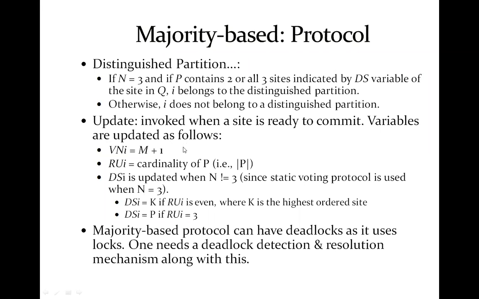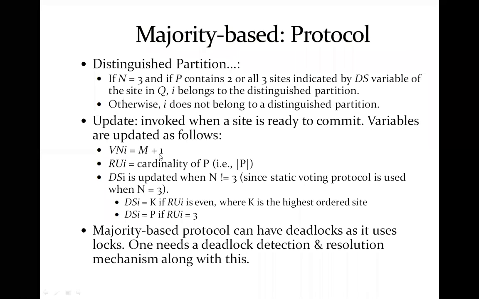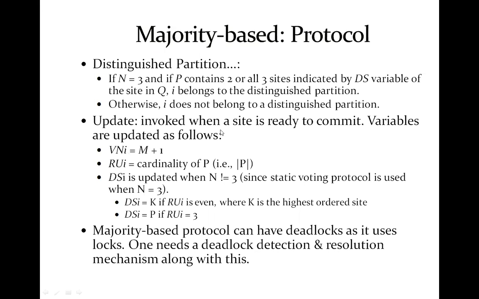And how are the variables updated? First of all, the version number will be updated, where m plus 1, where m is the current copy. Current copy means the latest version number. Suppose the latest version number is 4. So after this update and the commit, the version number will become 5.